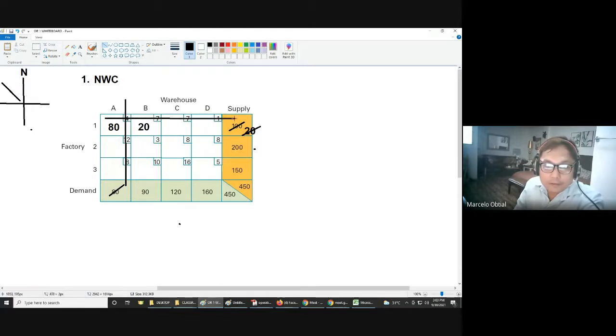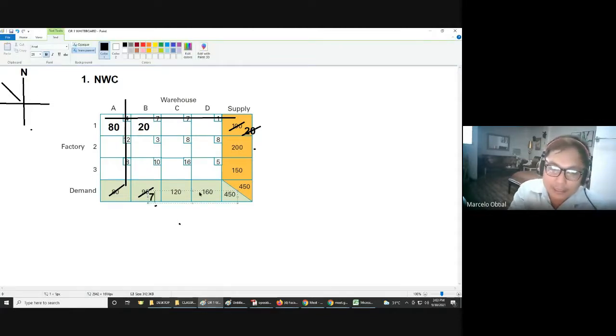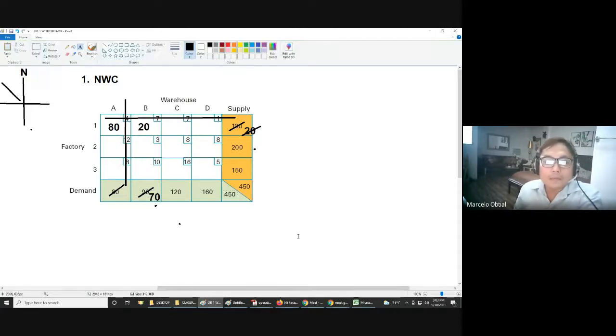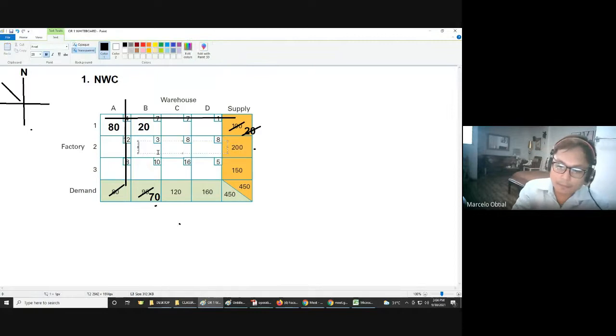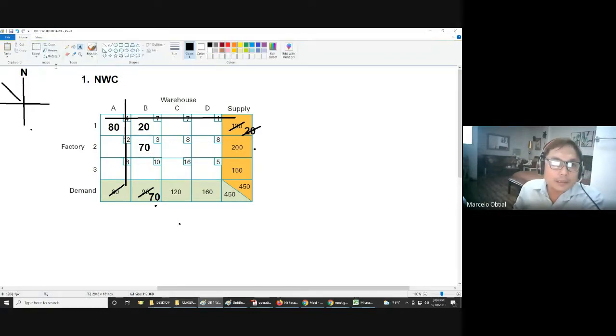So, cross out natin, no? So, this one, nabawasan siya ng 70. 70 minus 20. So, magiging 70 na siya. Okay? So, we cannot use the cell, no? Kasi na-cross out na. Next, northwest corner rule, ito. Okay? So, between 200 at saka 70, you can only put 70. Okay? You can cross remaining 70. Okay, na-satisfied mo na warehouse B. Okay, magbawas tayo ng 70 dito. Okay, so, maiwan is 130.